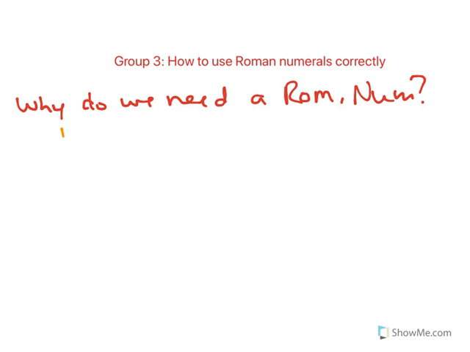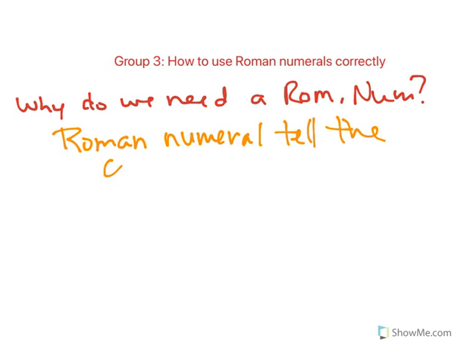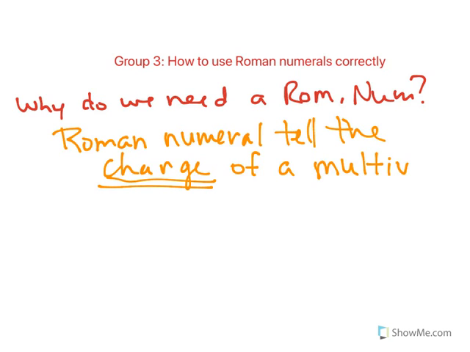So we use Roman numerals to tell the charge of a, remember our vocabulary? Multivalent, so more than one charge. A multivalent metal. Because we have to say what the charge is.